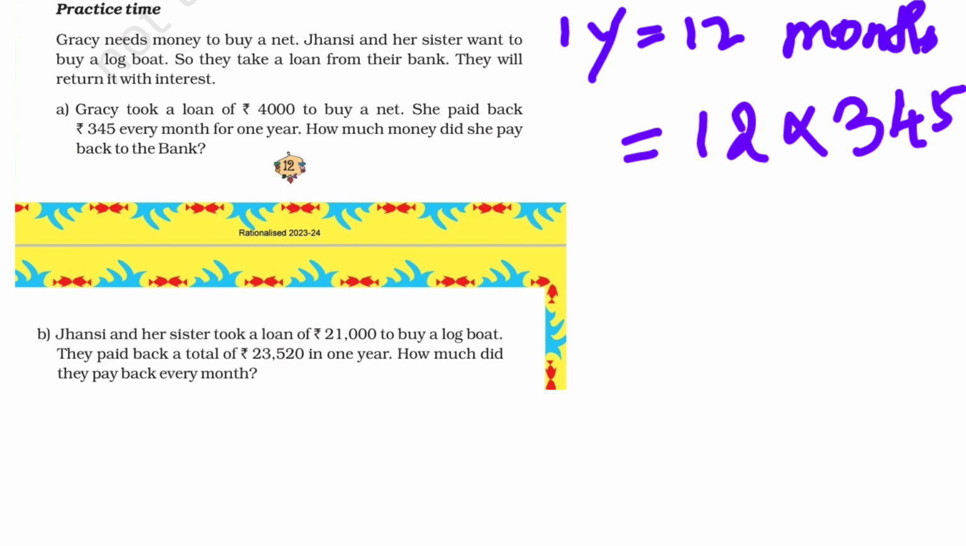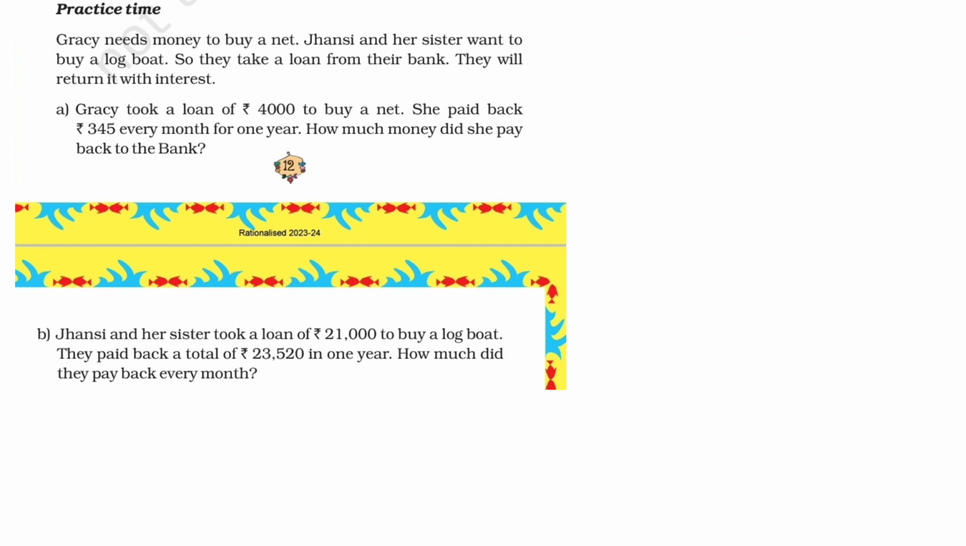Students, for this lesson multiplication and division is very important. So please practice multiplication and division several times. Okay, let's find the answer for this one. So 12 multiplied by 345 is 4,140. So she is going to pay back to the bank rupees 4,140.